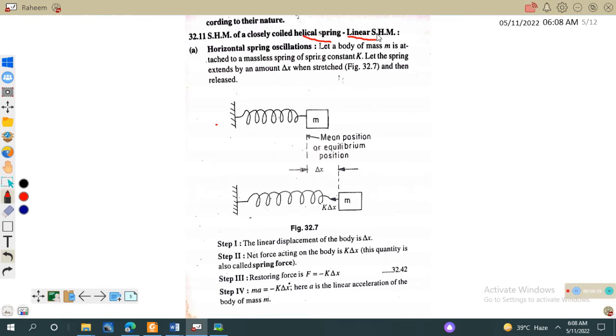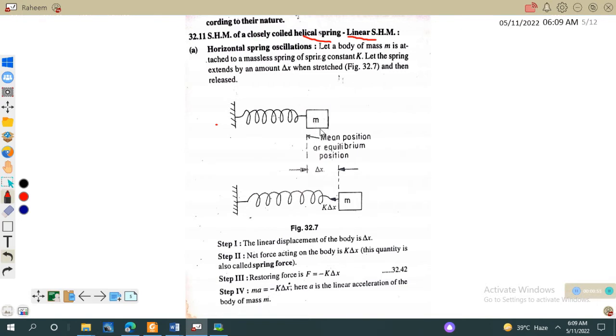So we will take examples one by one and prove whether these systems present simple harmonic motion or not. The first is a very simple case, the horizontal spring system. Consider that we have a spring and a block is attached to it.